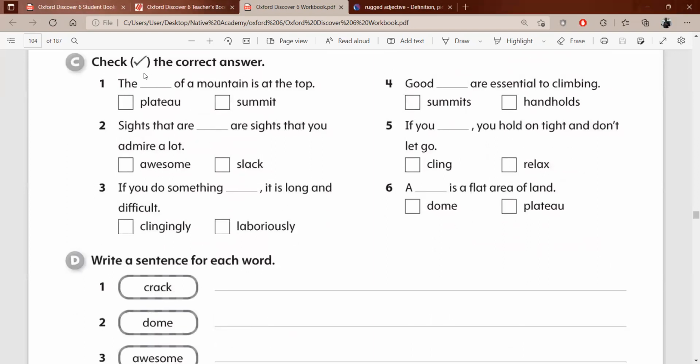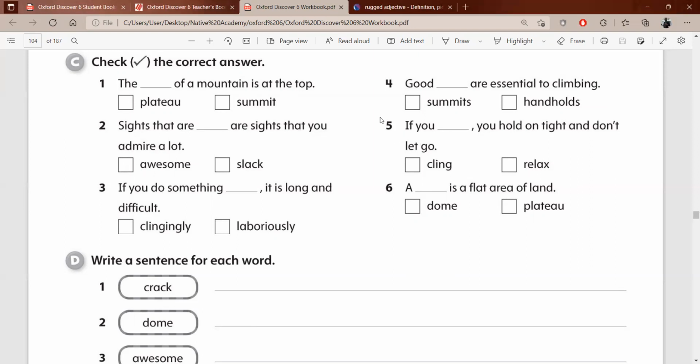Check the correct answer. Number one: the top of a mountain is the summit, which means the top of the mountain. Okay, number two. Awesome, of course. Number three: if you do something but it's long and difficult, laboriously. Laboriously, of course. Number four: handholds, of course, handholds.